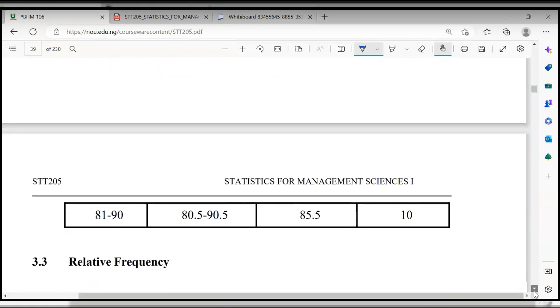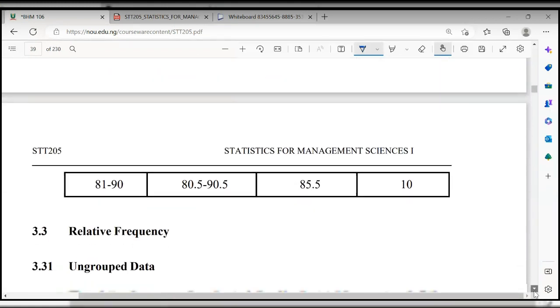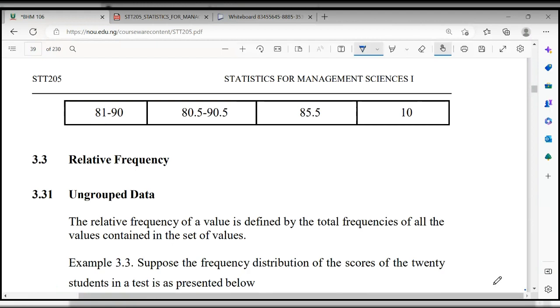So all these are talking about grouped data. When we come next time, we're going to look at relative frequency. We will now start looking at ungrouped data. Does anybody have any question for now?